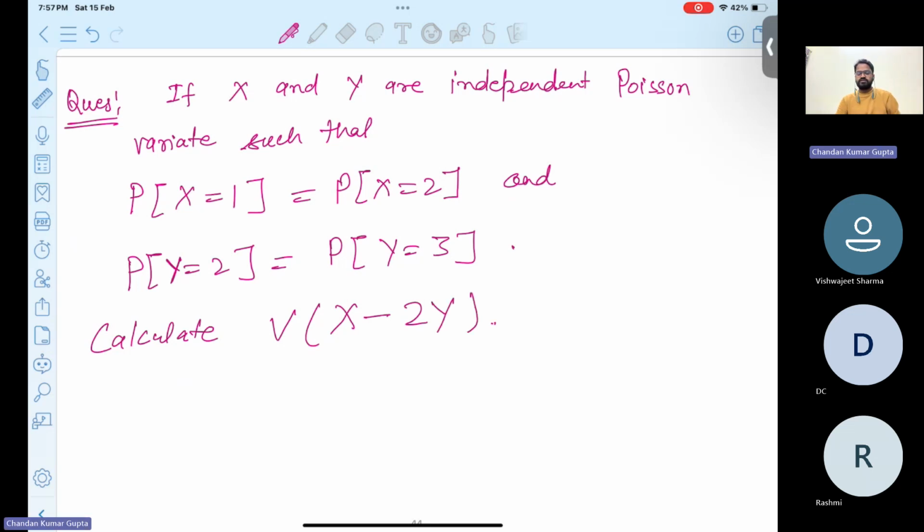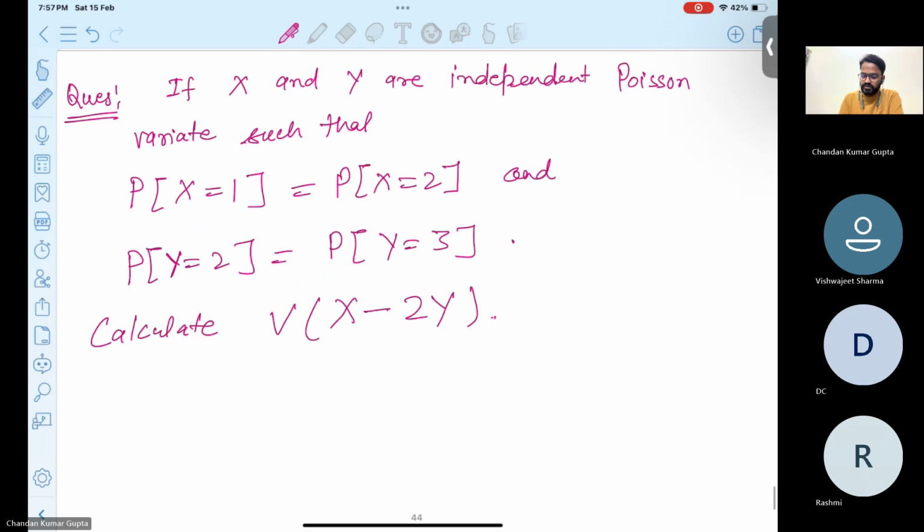Okay. We need to find the variance of X minus 2Y. That means we first calculate the variance of X and of Y. That means we need to find the distribution of X and Y, because we are not given the value of the parameter. We are only given that these are independent Poisson variates. So first, with the help of the given condition, we need to calculate the parameter value for X and for Y both. And then with those calculated parameter values, we can calculate the variance of X minus 2Y. Is it clear now?